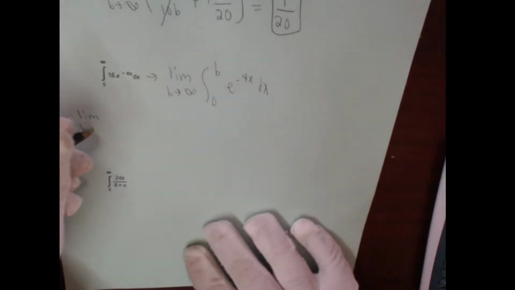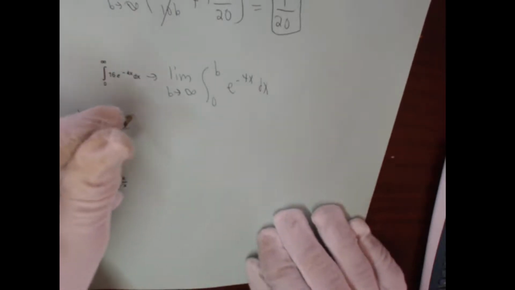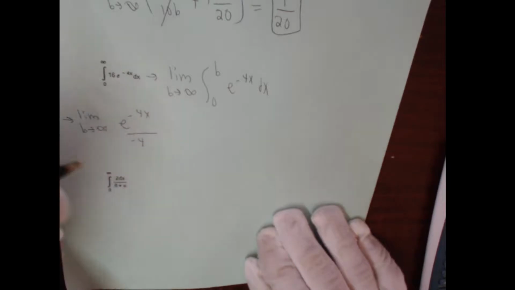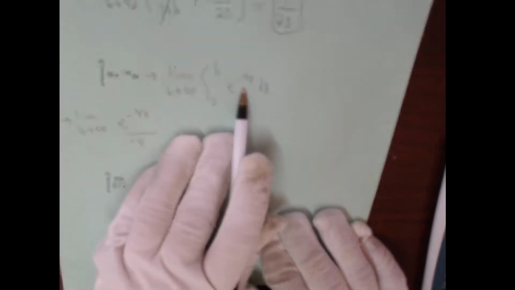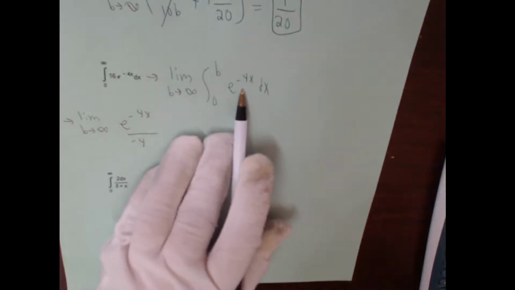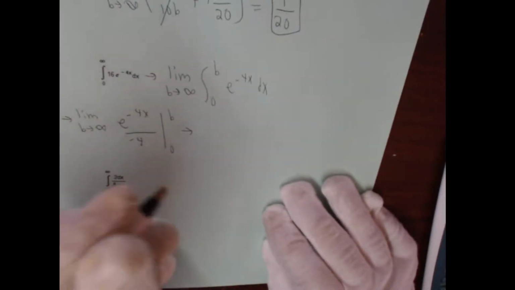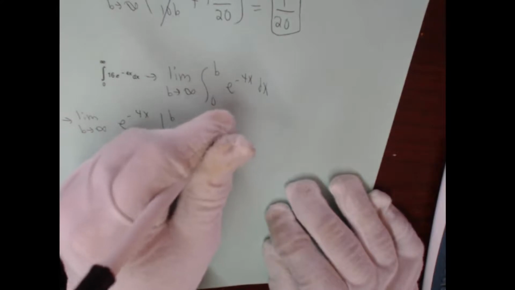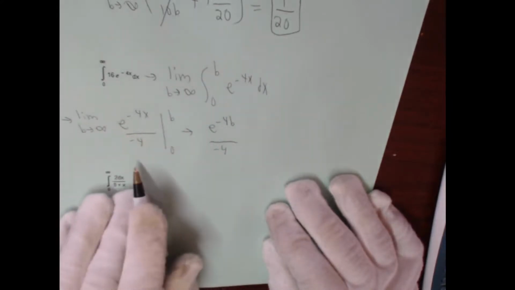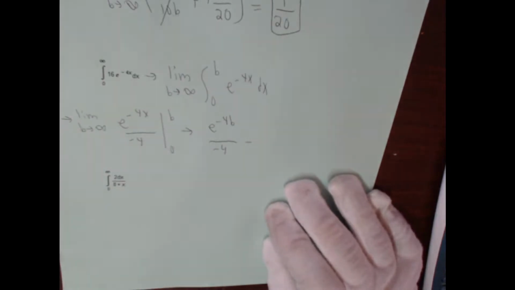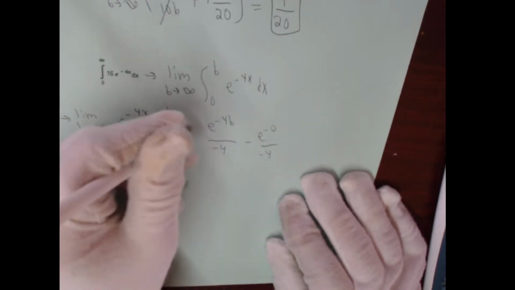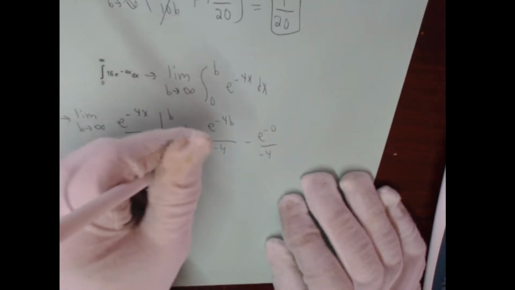This is the limit as b goes to infinity of e to the negative 4x over negative 4. That's the antiderivative or integral of e to the negative 4x. We've done several examples of this if you want to check prior videos. This will now need to be evaluated from 0 to b. Okay, let's do that. That's going to be e to the negative 4b over negative 4. That's putting in the b. Minus e to the negative 0 over negative 4. And I forgot my limits. The limit as b goes to infinity being on the outside of that.